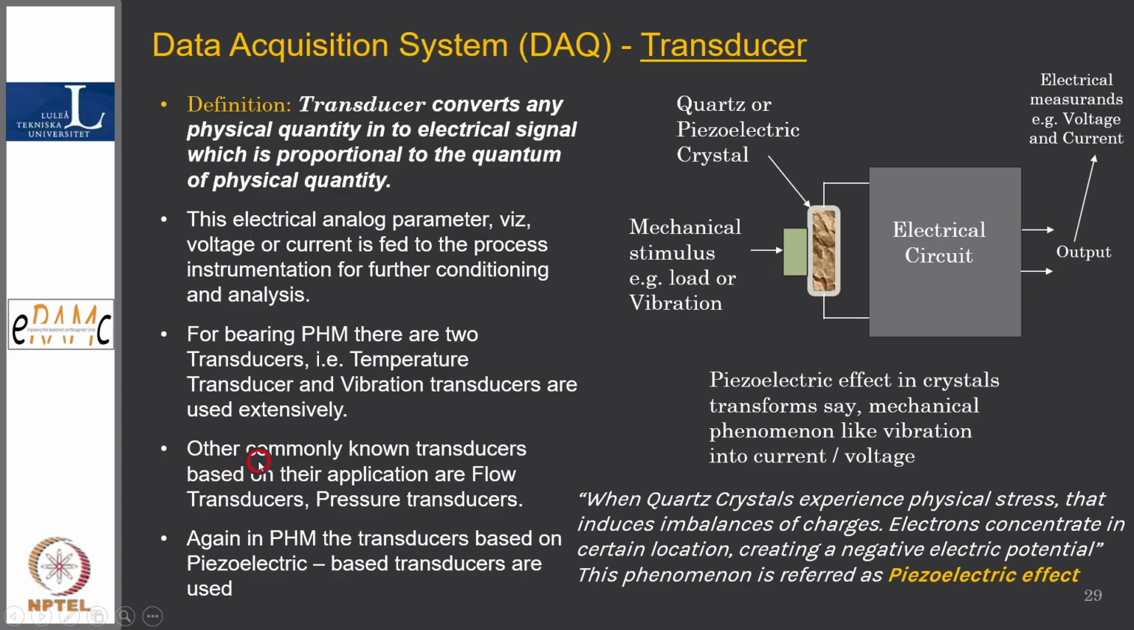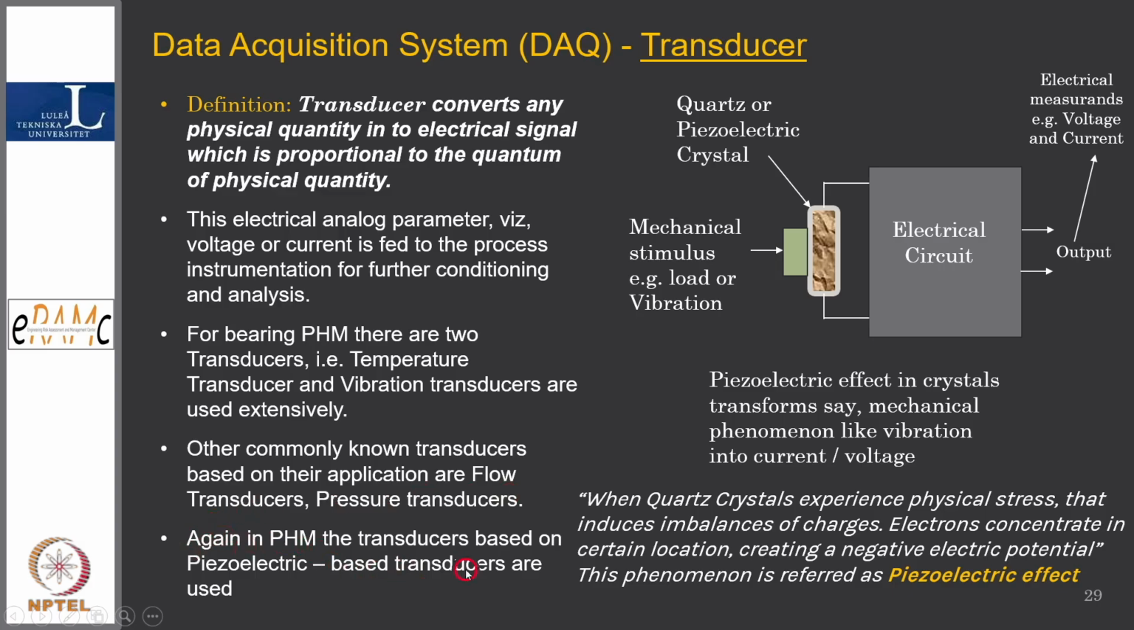The other commonly known transducers, based on their application, are the flow transducer and the pressure transducer. And where will they be used? When I have got my process signal. I am arguing for the use of process parameters for prognostics and health management. In certain conditions, our process parameters can be more effective. I will give one example also at the end of this lecture.